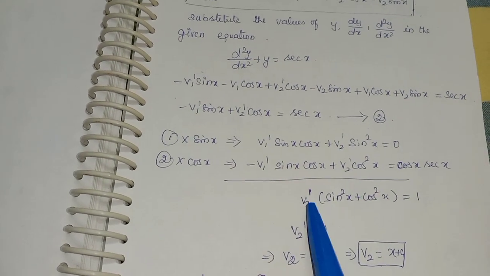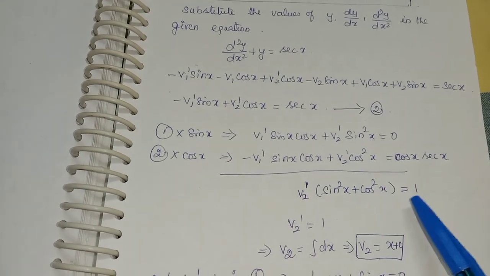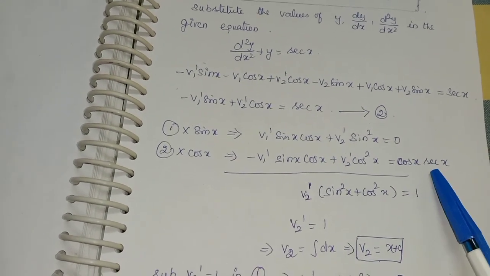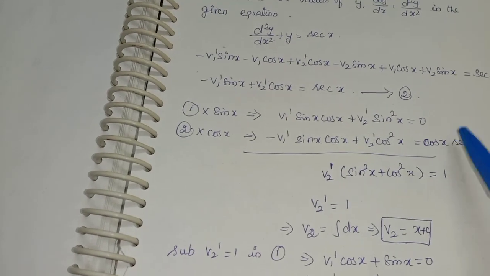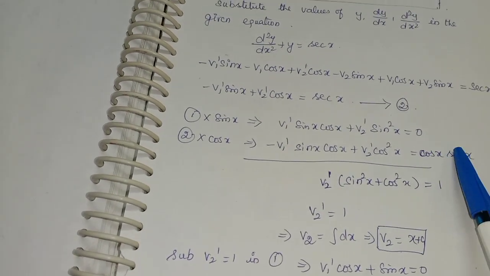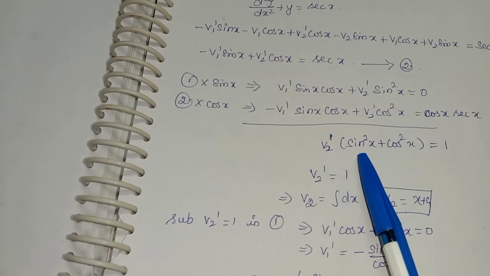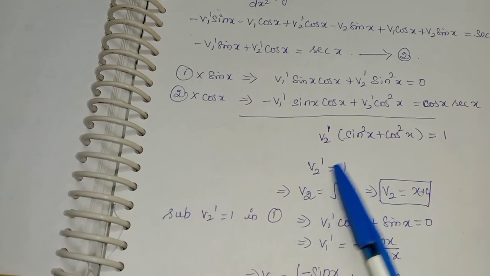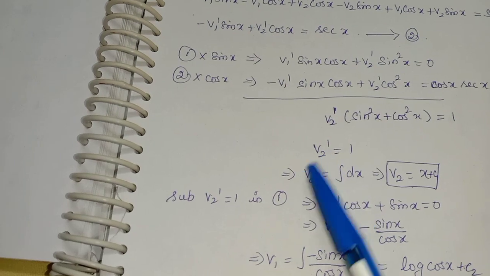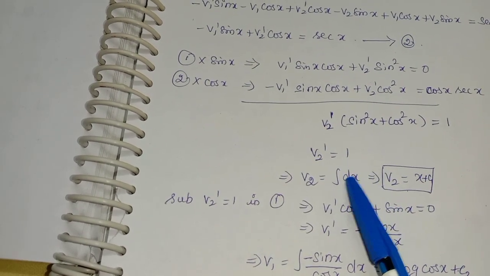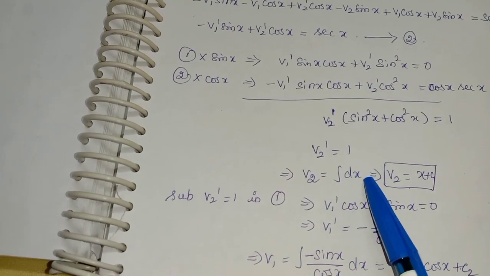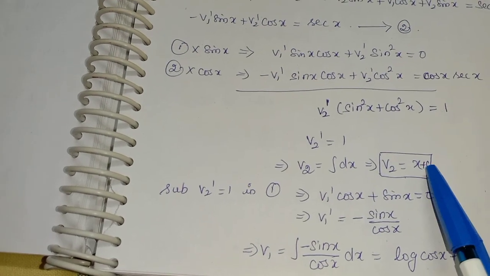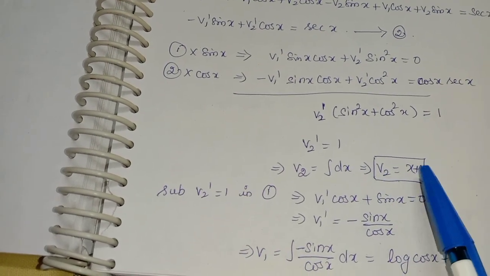So here we have v2 dash into sin square x plus cos square x is equal to cos x into secant x. Secant x is nothing but 1 by cos x, so this value is equal to 1 only. Sin square theta plus cos square theta is always equal to 1. So v2 dash equal to 1. So v2 equal to integration of 1 dx. Integration of 1 is what? x. x plus integrating constant c1. So we find the value of v2.